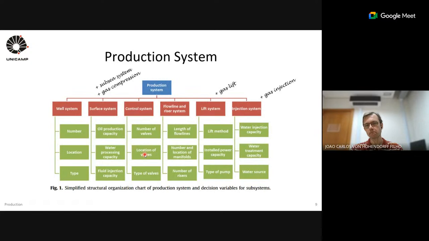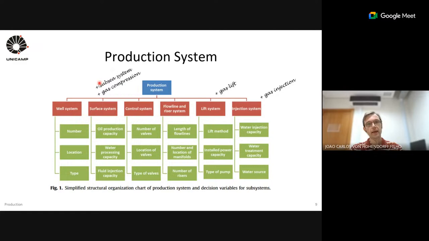It's a typical structural organization of a production system, okay? What we can consider is the well system and demand: the number, location, and type of wells, the surface facility, the capacities for oil, water, liquid production, fluid injection. Here I include the subsea systems because it's becoming more usual for the exploration of some kinds of offshore fields. Gas compression is important to consider.